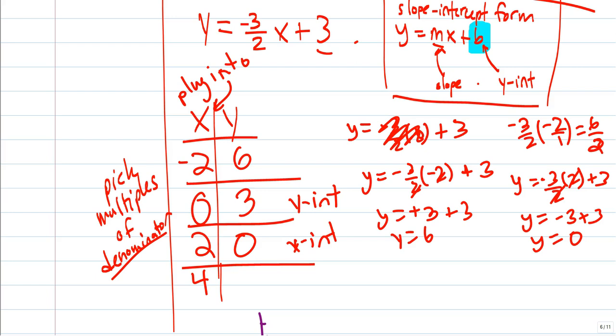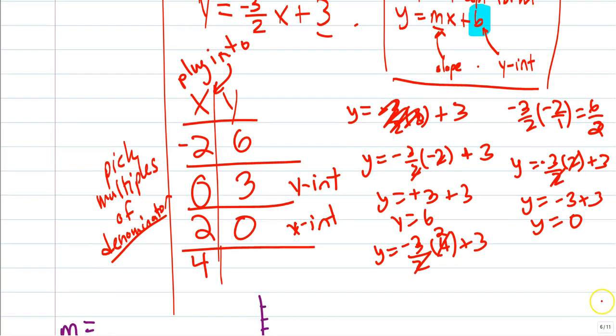And just for fun and giggles, I do recommend plugging in the 4. So -3 over 2 times 4 plus 3. I'm still going to cancel that 2 with the 4. If you don't like that, make that 12 divided by 2 is 6. Doesn't bother me either way. But I'm going to cancel the 2 with the 4. So I'm left with negative 3 times 2. So I'm left with about negative 6 plus 3. So I'm left with negative 3.